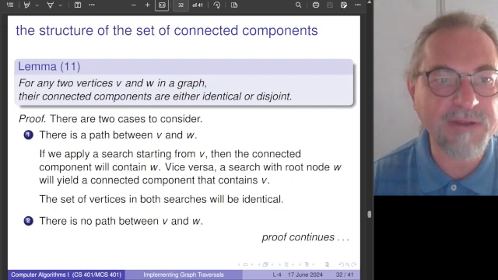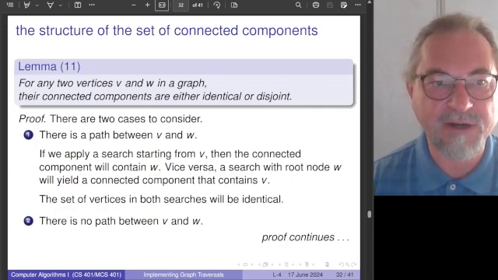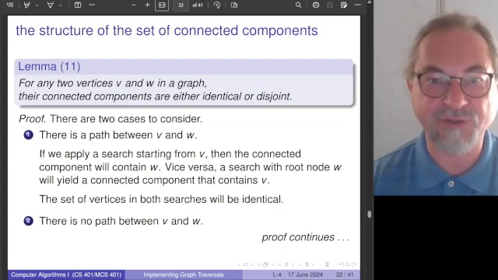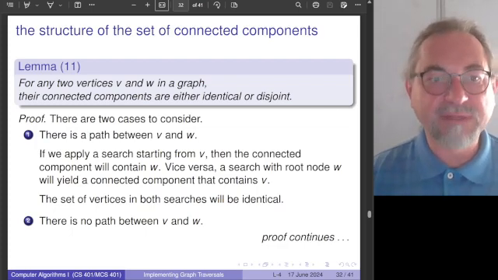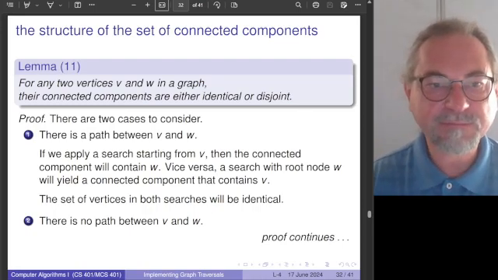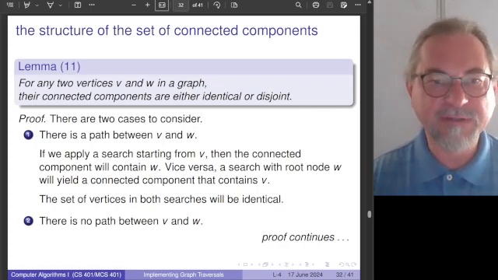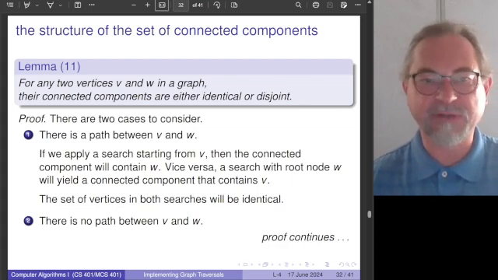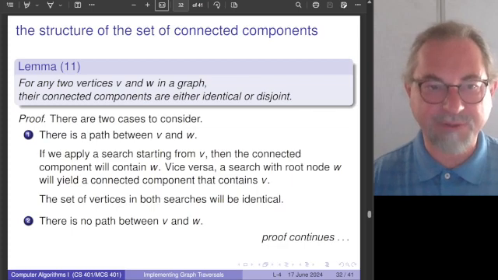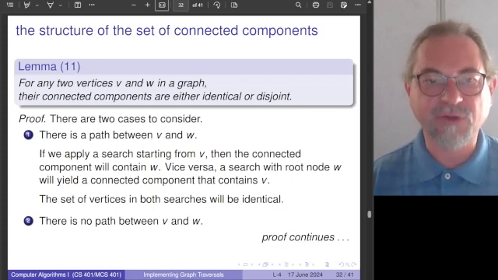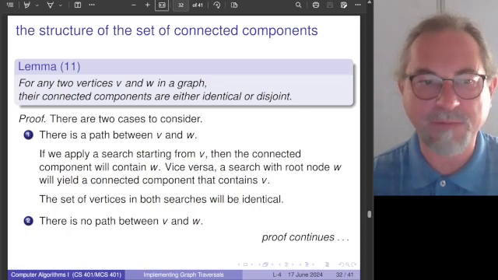If we have two vertices, then their connected components are either identical or disjoint. It looks like a basic lemma, but let's prove it anyway. Assume that for the two vertices there is a path between them. So that means that if we start searching breadth first or depth first, then the tree starting from V will actually contain W. So the vertices found by breadth first or depth first search will be identical. So they will be in the same connected component. That is what it means to be in the same connected component.